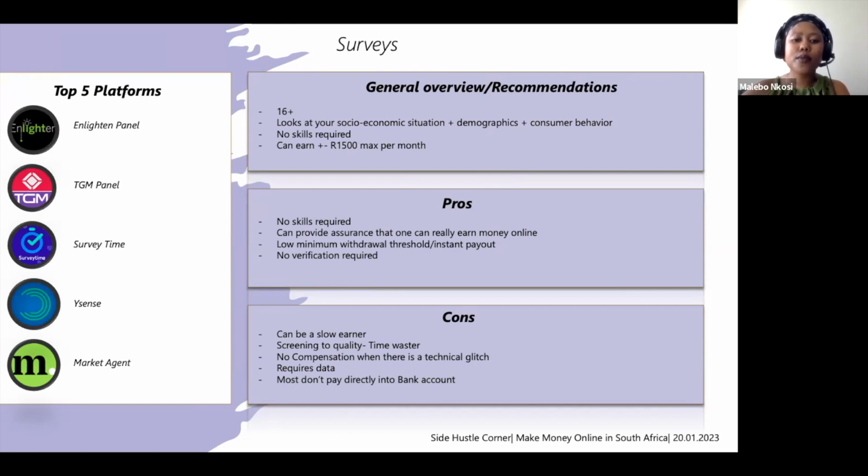It requires data, and most don't pay directly into your bank account. So the only local one is Enlighten Panel, where you get vouchers. TGM Panel, Survey Time, Ysense, and Market Agent all use PayPal or Skrill, which is another platform where you can receive money as well, and Payoneer for Ysense.